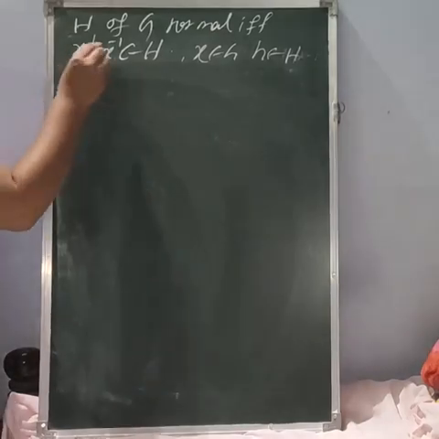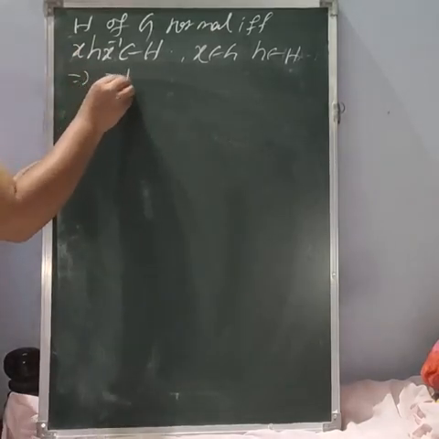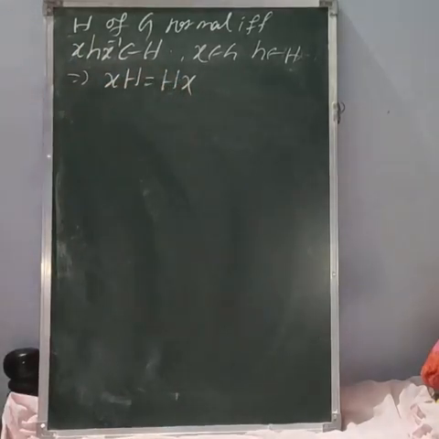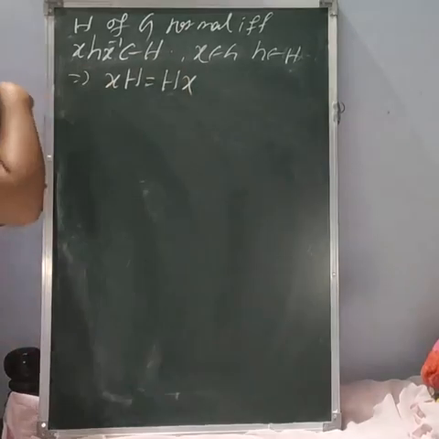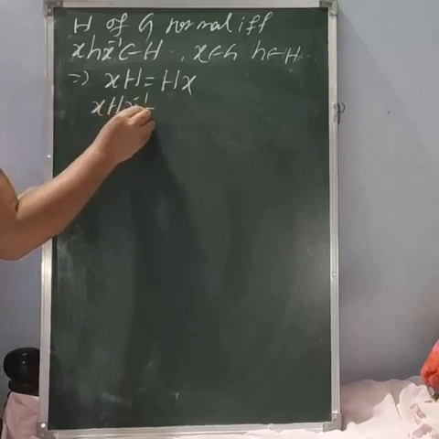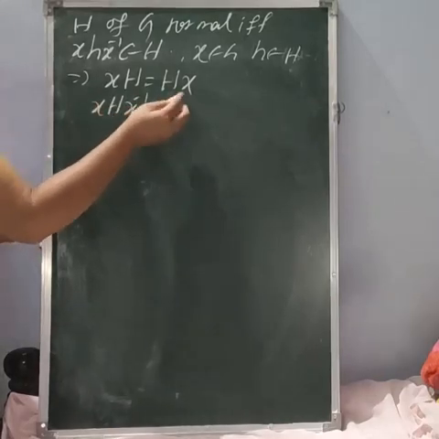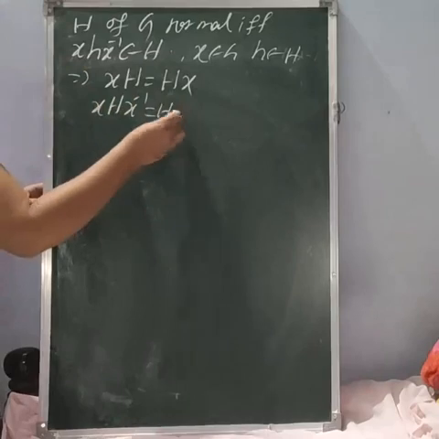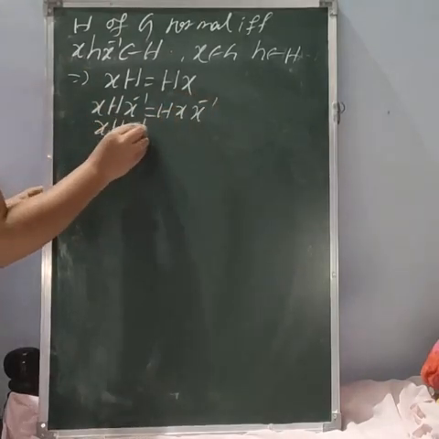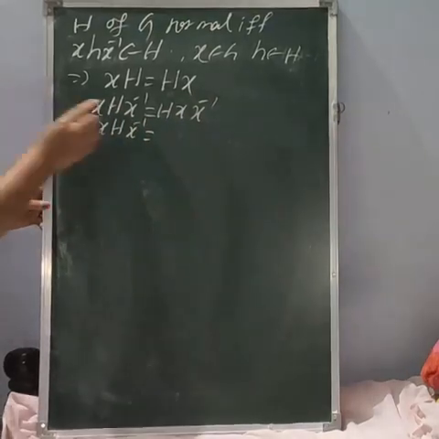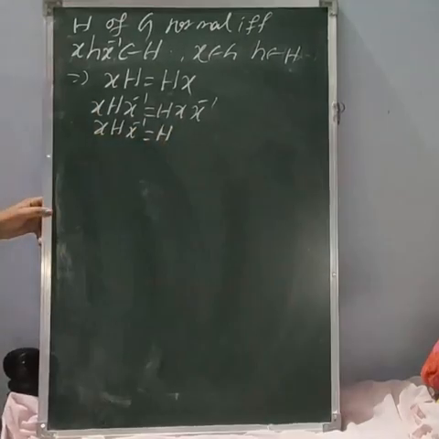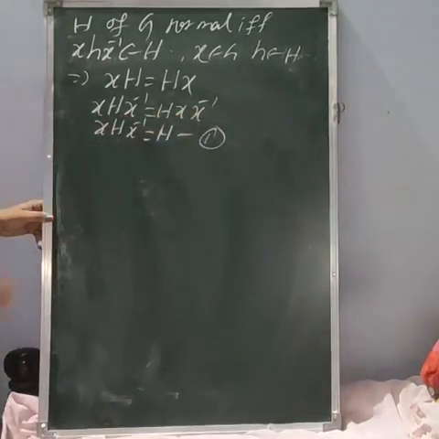So what is first? Let us take H is the normal subgroup. If H is the normal subgroup, then this condition is true: x into H is equal to H into x. Now I will multiply x inverse on both sides. What we will get? x h x inverse, the first part is the same. Whatever we proved in the last theorem, we will prove the same. x into x inverse, so we will get x H x inverse is equal to H, because x x inverse is the identity element, and identity element into this again gives H. Let us call this equation number 1.